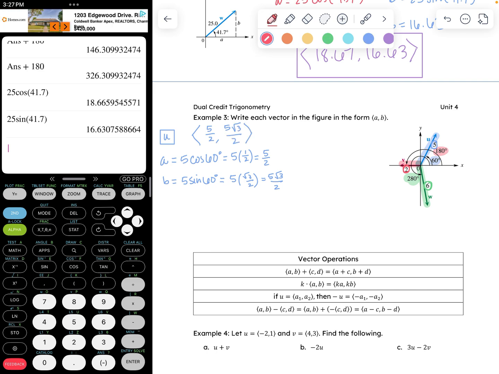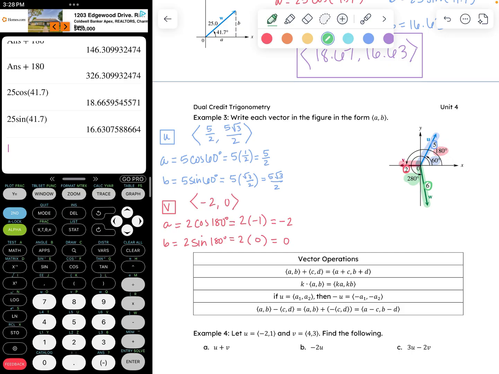If I want to look at v next, I'm going to start with A. This time 2 is my magnitude, times the cosine of 180 degrees. 180 degrees is also on my unit circle. The cosine of 180 degrees is -1. So 2 times -1 is -2. Then for B, I'm going to have 2 times the sine of 180 degrees. The sine of 180 degrees is 0, so 2 times 0 is 0. So I get -2, 0.